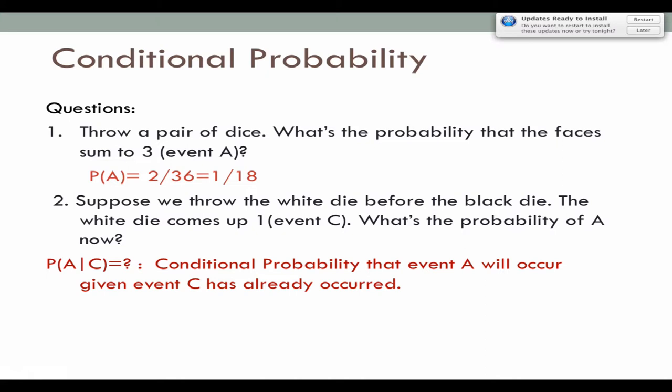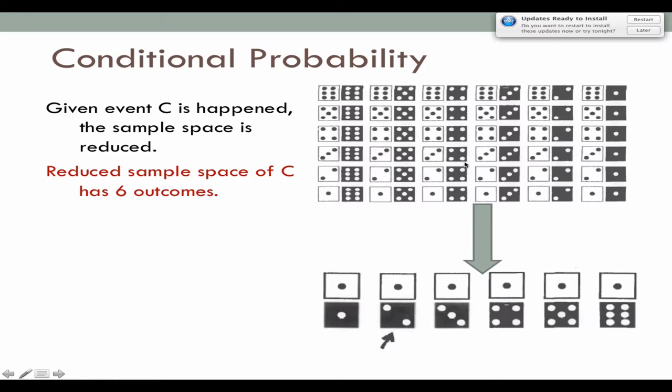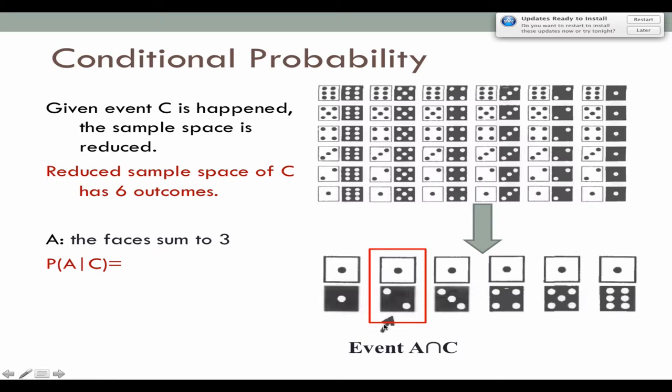Thinking about the sample space, whenever we talk about conditioning on C, the original sample space of 36 outcomes is reduced to 6. When we observe the first event, that the white die is 1, the sample space is reduced to only 6 elementary outcomes. Is that okay? Next, to calculate the probability of A given C, we just look at this reduced sample space. In it, the event A, where the sum of two dice is 3, is only 1 out of 6 outcomes. So the probability of A given C is 1 out of 6.